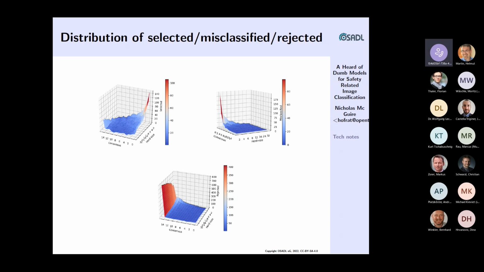For the misclassified, it's actually quite clear. The misclassified basically goes to 0. So we see if we have a single model and very small herds, then you have a very high misclassification rate, and if you have large herds and full consensus of the large herds, misclassification rate is basically 0.